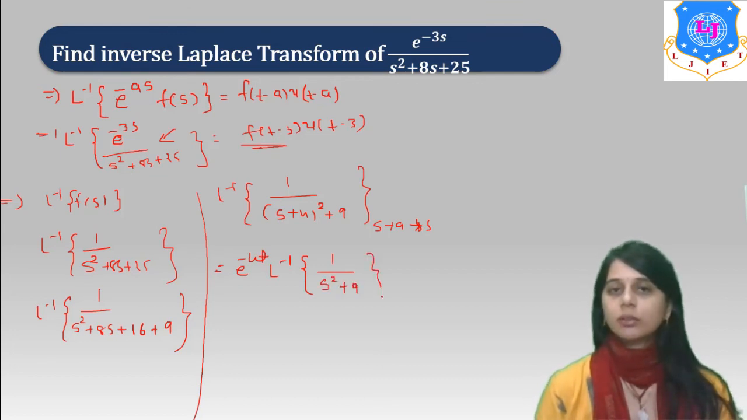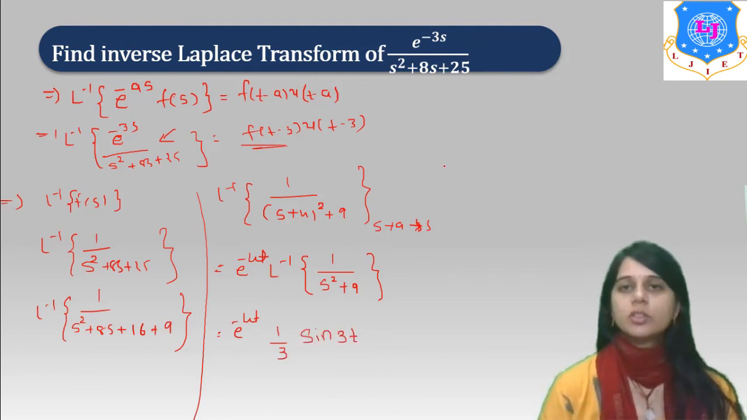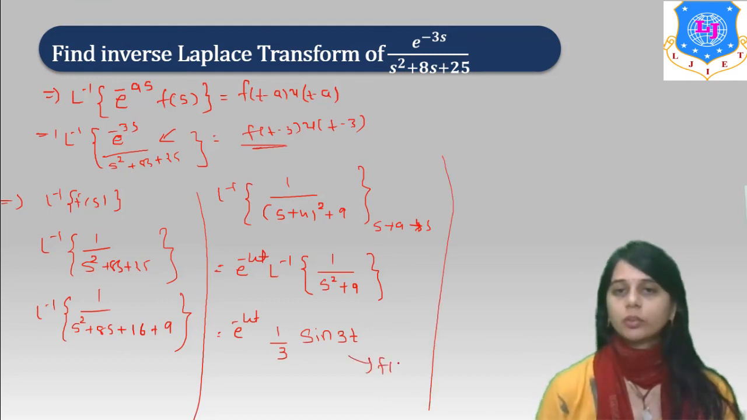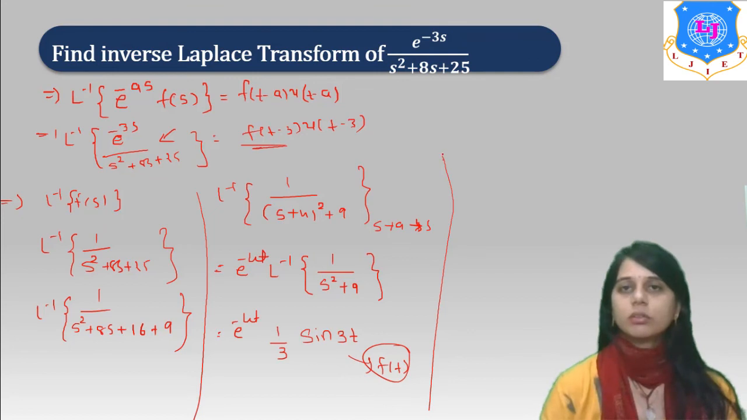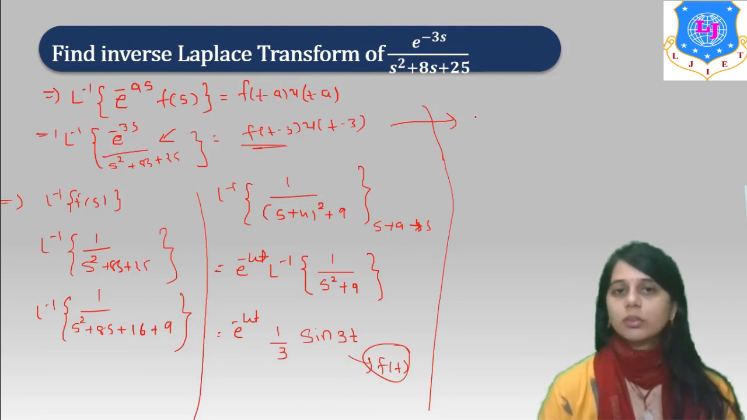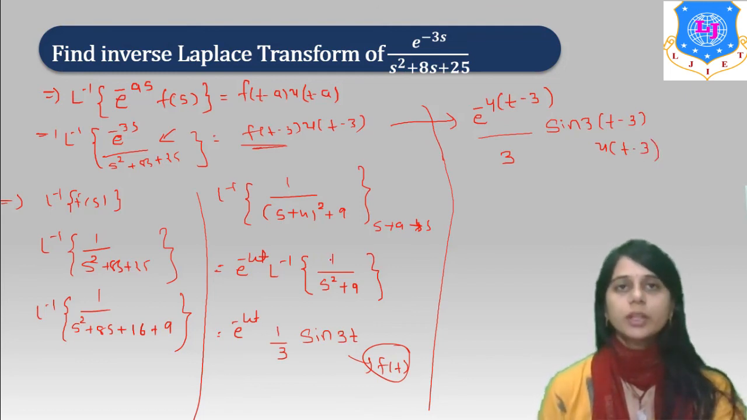Then s square plus 9: e raised to minus 4t, and 1 upon s square plus 9 is 1 upon 3 sin 3t. Now this is your f of t. Put this value in this. So our last answer is e raised to minus 4 (t minus 3), because f of t minus 3, upon 3 sin 3 (t minus 3) u of t minus 3. Okay. Next example.